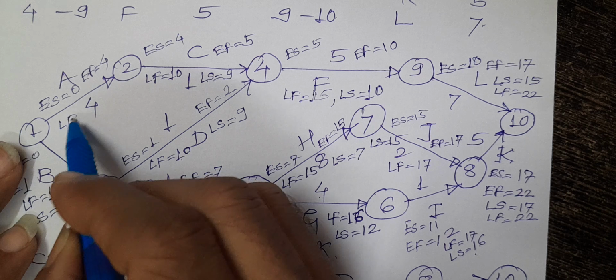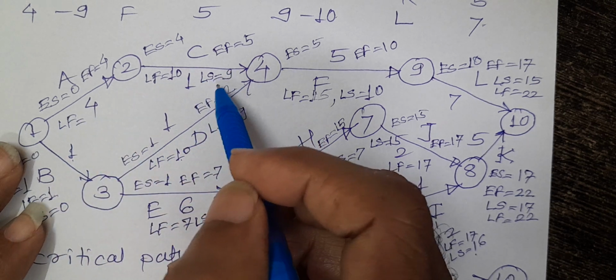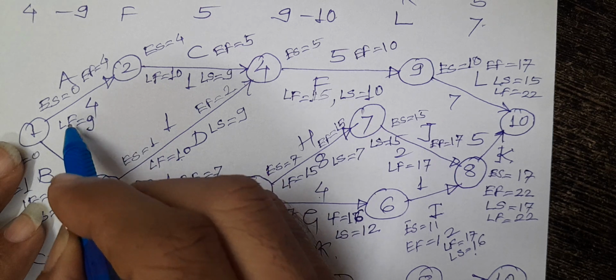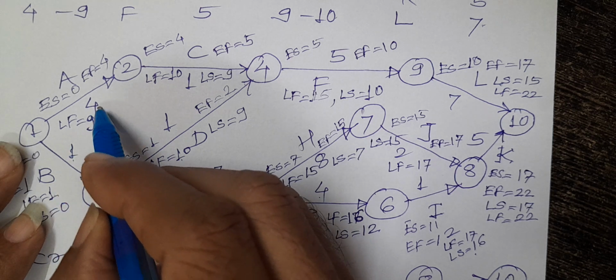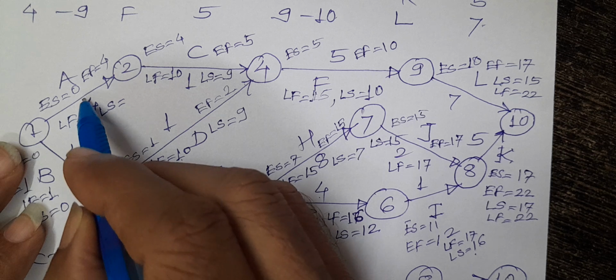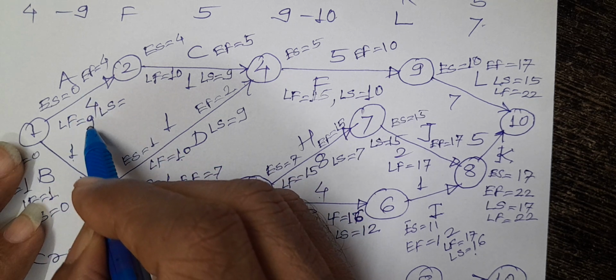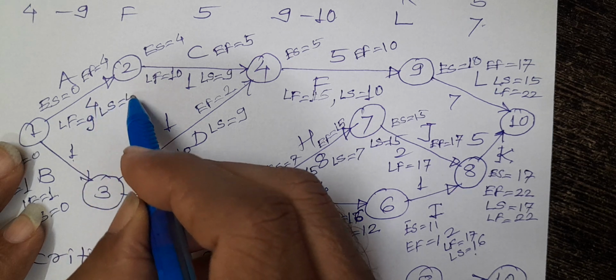Only one activity remains. What is the latest finish for this activity? It is the latest start, so it is 9. The latest finish of this activity is 9. What is the latest start of activity A? It is the latest finish, that is 9 minus 4, it is 5.